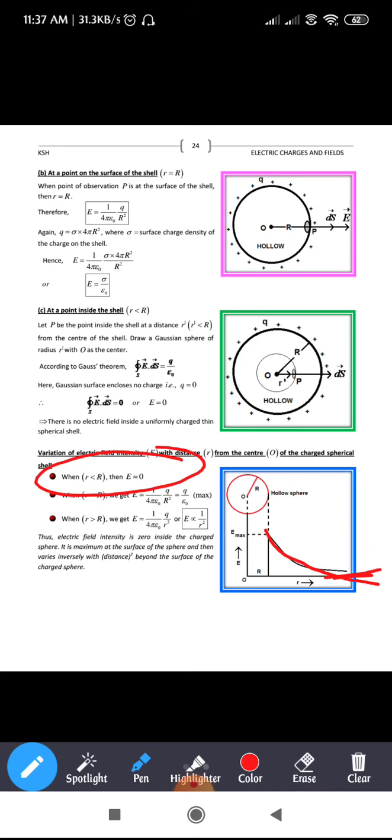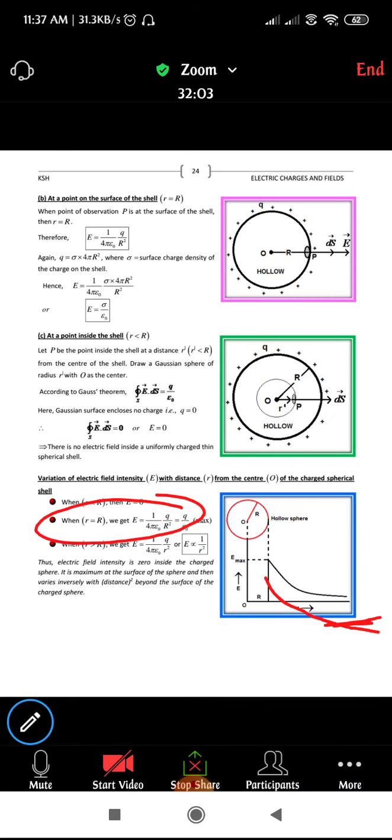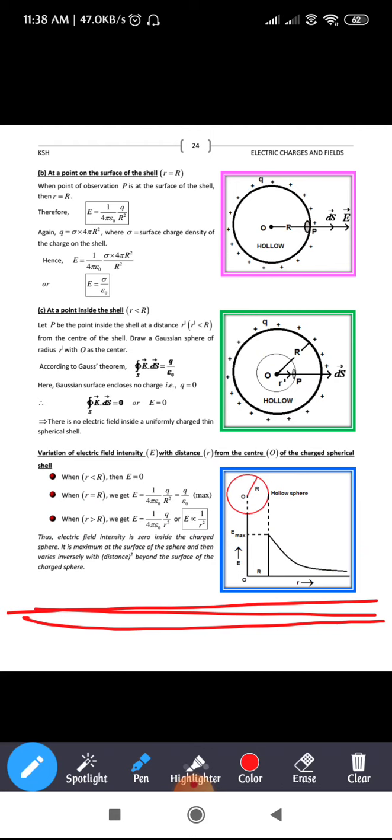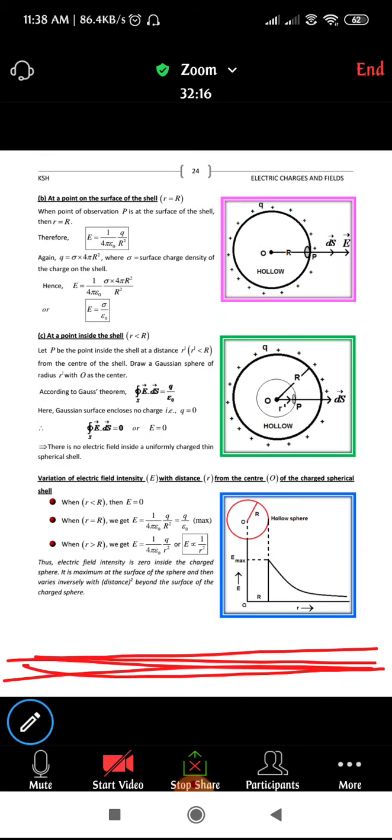I think this will be useful for your CET classes. Once you go for CET classes, you will come to know these things. So what I said is additional information. With this we have completed the chapter electric field and charges.